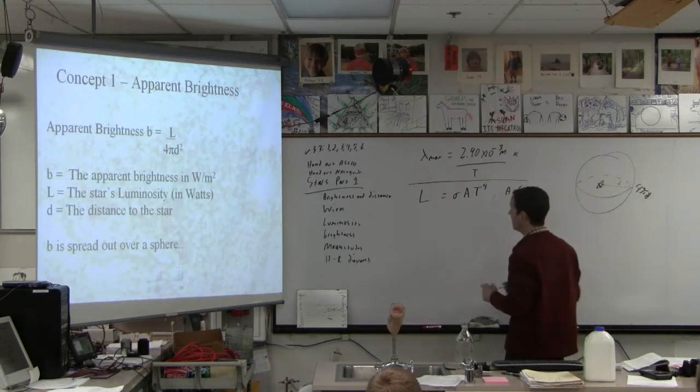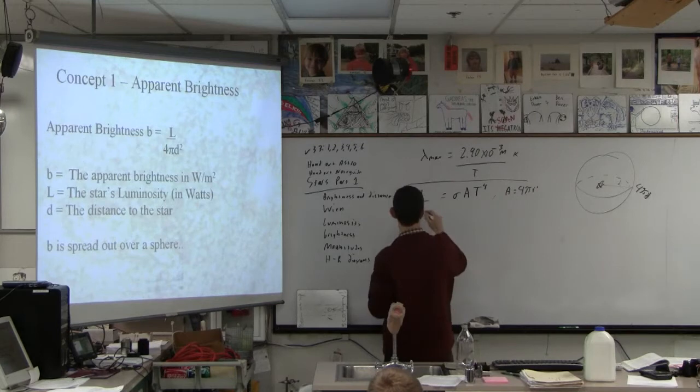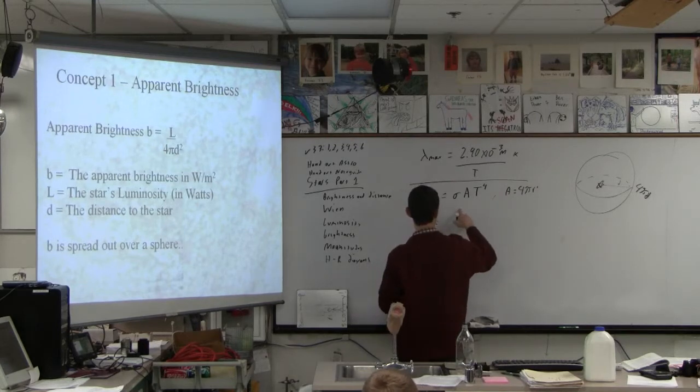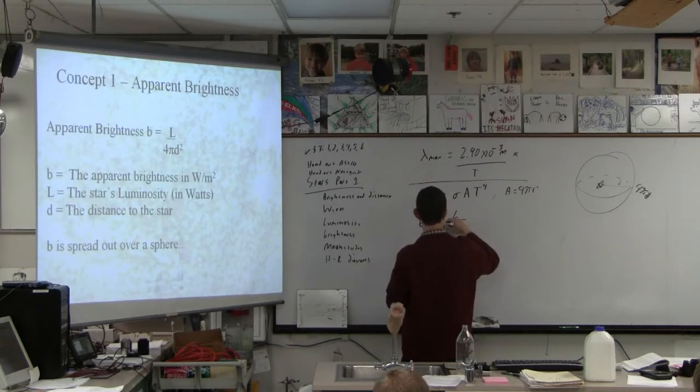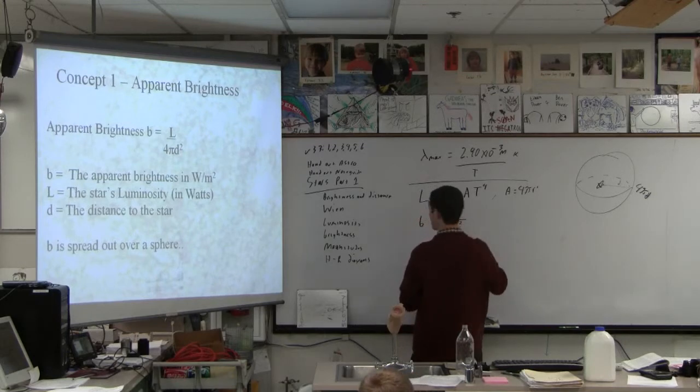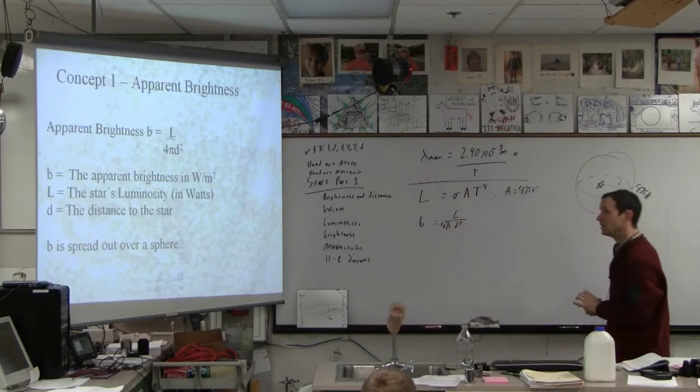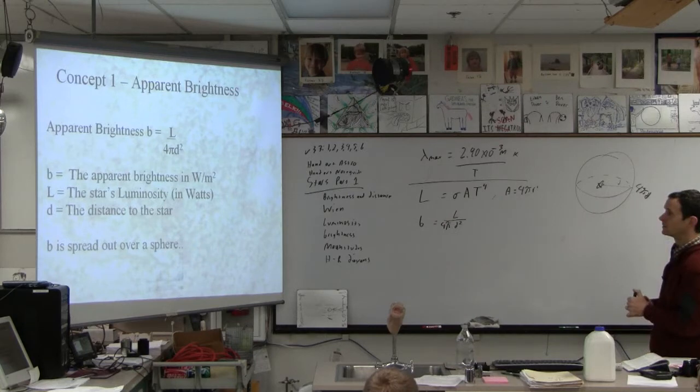And so the apparent brightness, which is a lowercase b, is just the luminosity divided by that area, 4 pi d squared, like this, right? So the L, it should say L is spread out over a sphere.